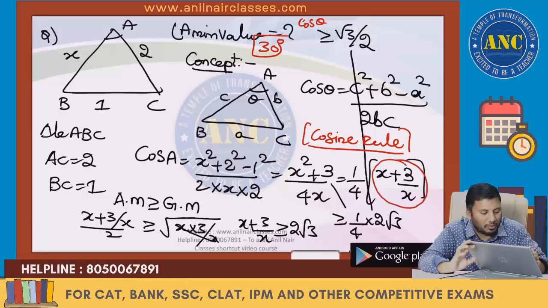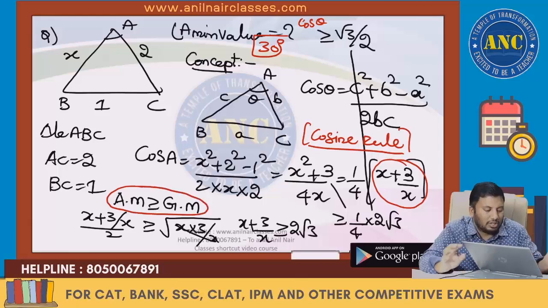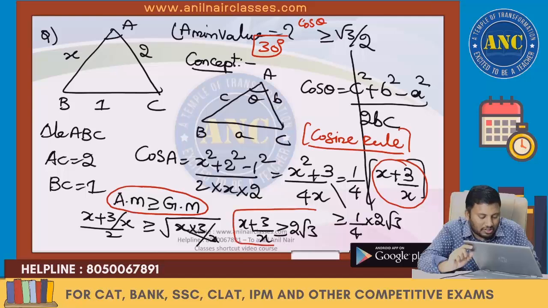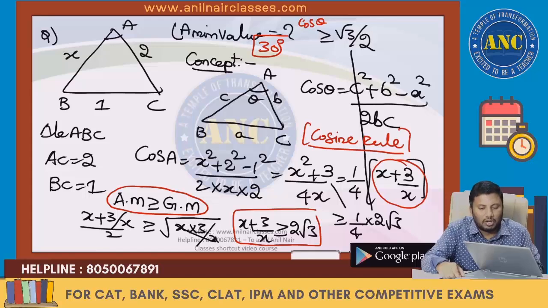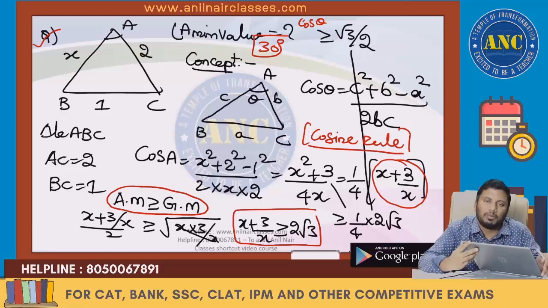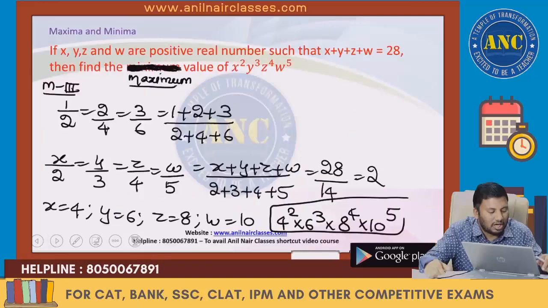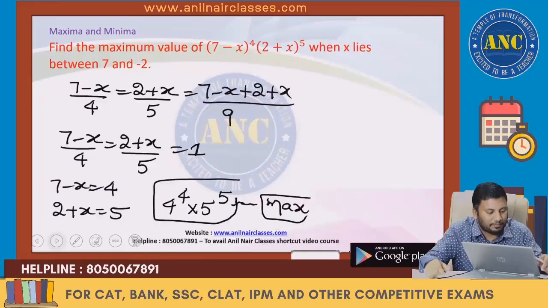Variable and its reciprocal: if I have to eliminate the variable, I can use AM greater than or equal to GM, even if they are not exact reciprocals but one is in the numerator and another in the denominator. x plus 3 by x by 2 is greater than or equal to root of x into 3 by x. x plus 3 by x minimum value is 2 root 3. So 2 root 3 divided by 4 is root 3 by 2. Theta minimum is 30 degrees. Good question, but an easy question if you understand the logic. I hope, Gaurav, you got the answer.